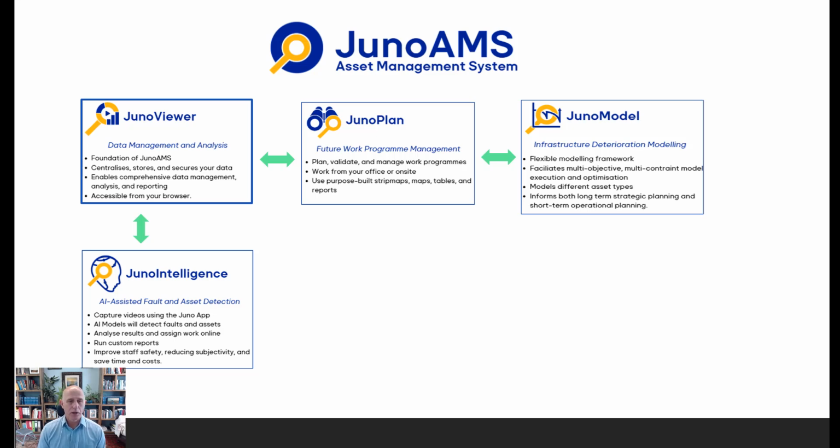Then there is our Juno Intelligence module, which is our AI-assisted fault and asset detection module. This module allows you to capture videos either with a GoPro or with a Juno app, and we will then use our sophisticated AI models to detect faults and assets from the video, analyze the results and assign that data back into your Juno Viewer database as shown by this arrow here, and from there you can create custom reports. You can also modify and tweak the labels that have been assigned by the Juno AI system.